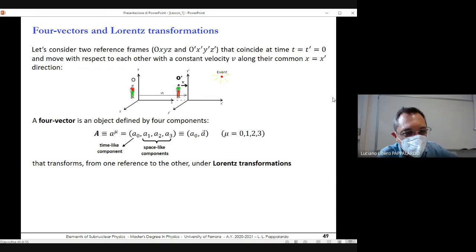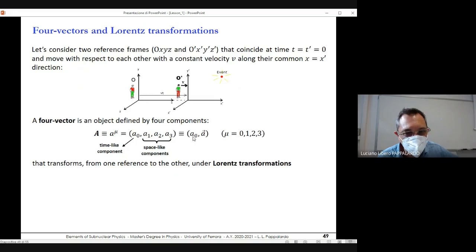Now, let me define the 4-vector as an object which is defined by 4 components that transform from one reference frame to the other under the Lorentz transformations. So a 4-vector is an object that is completely described once you define these 4 coordinates. The first one is the time-like component, and the other 3 are the space-like components. We can write it in the compact way as A^mu, where mu is the Lorentz index that spans from 0 to 3, where 0 is always the time component.